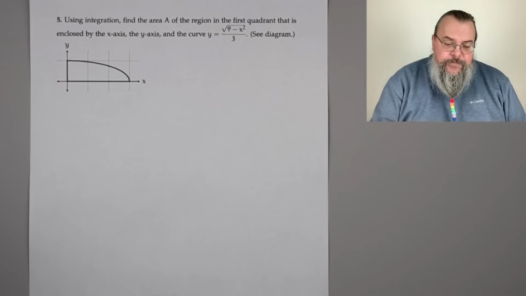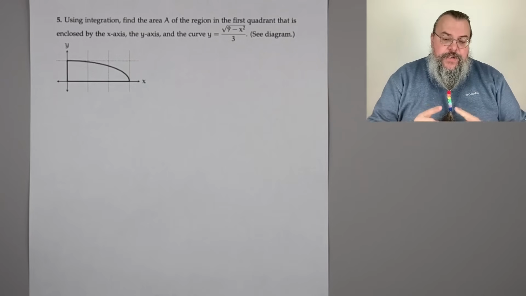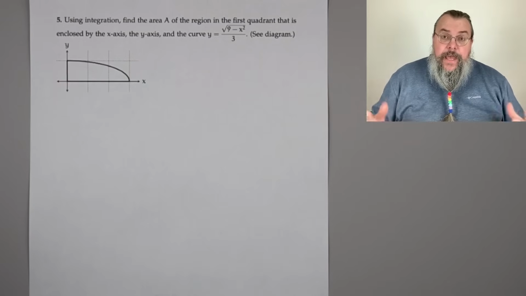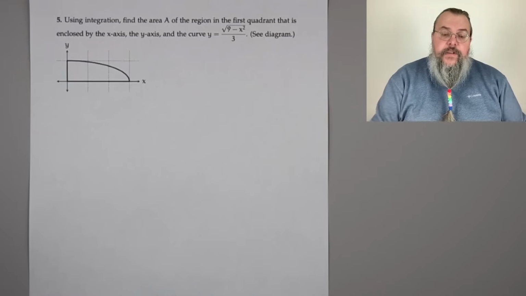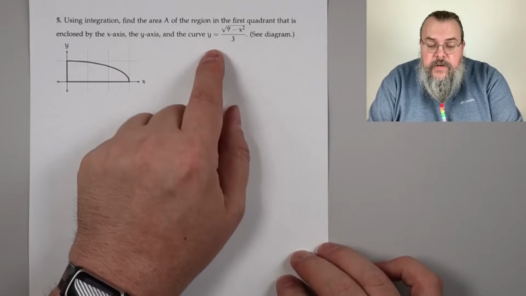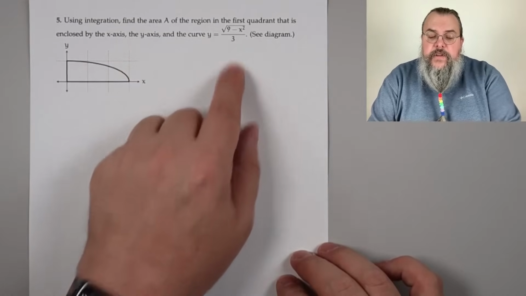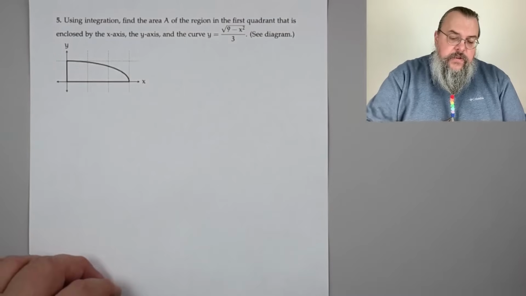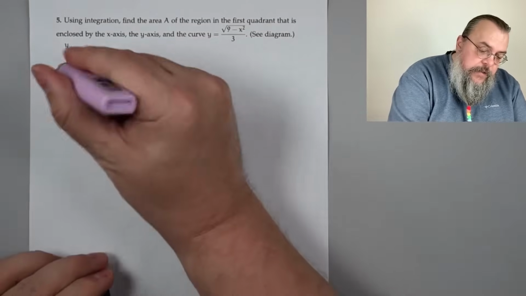Number 5. Using integration, find the area, A, of the region in the first quadrant that is enclosed by the x-axis, the y-axis, and the curve y equals the square root of 9 minus x squared, over 3. So it's this diagram here.